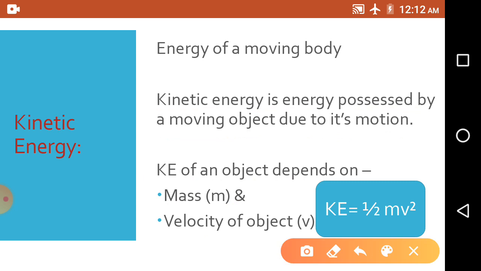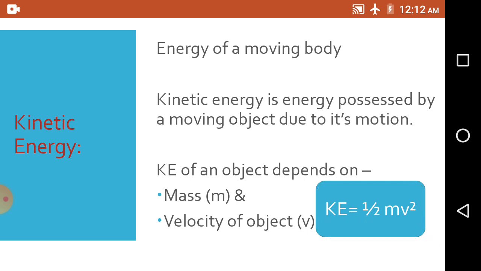Okay, m and v. So the formula for kinetic energy is KE equal to 1 by 2 m v square. This is the formula for kinetic energy that we can use for solving the numericals. So you have to remember this formula: K is equal to 1 by 2 m v square, kinetic energy.